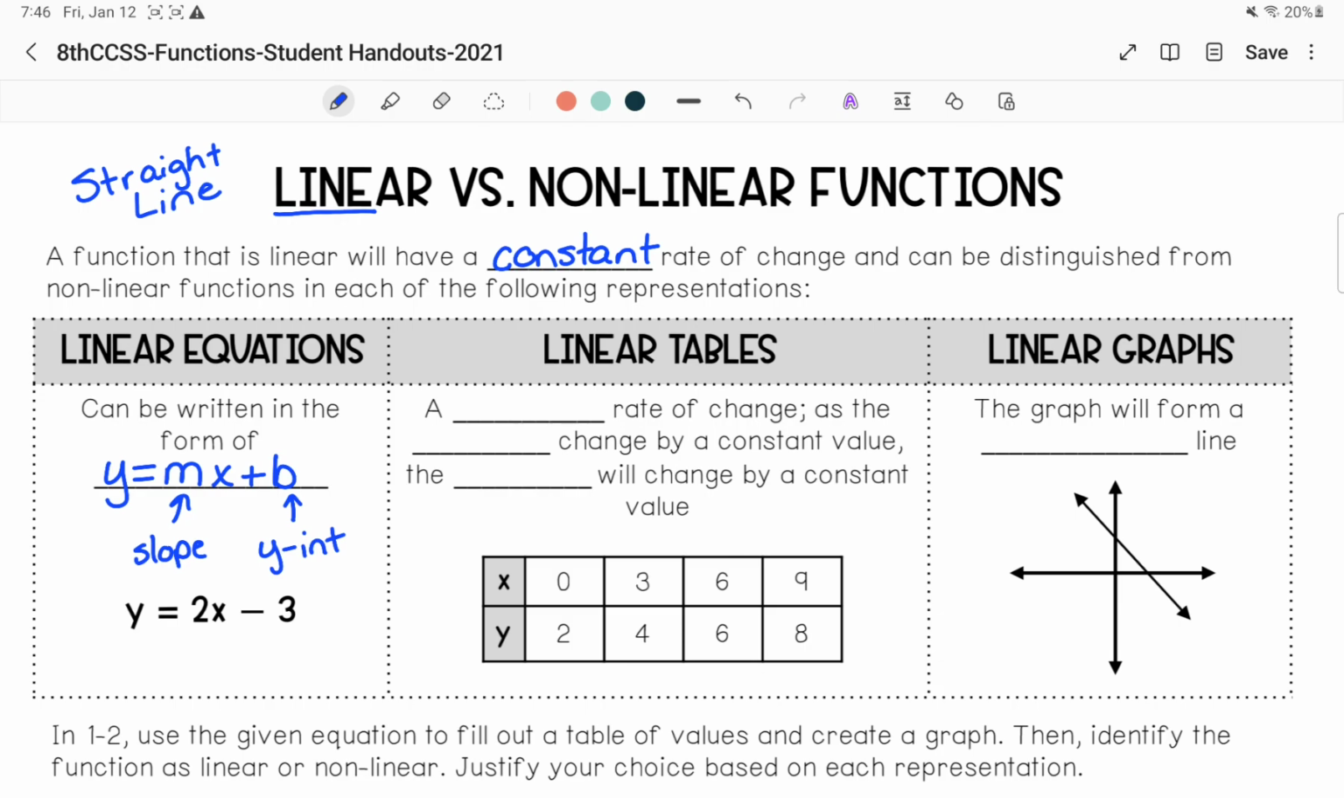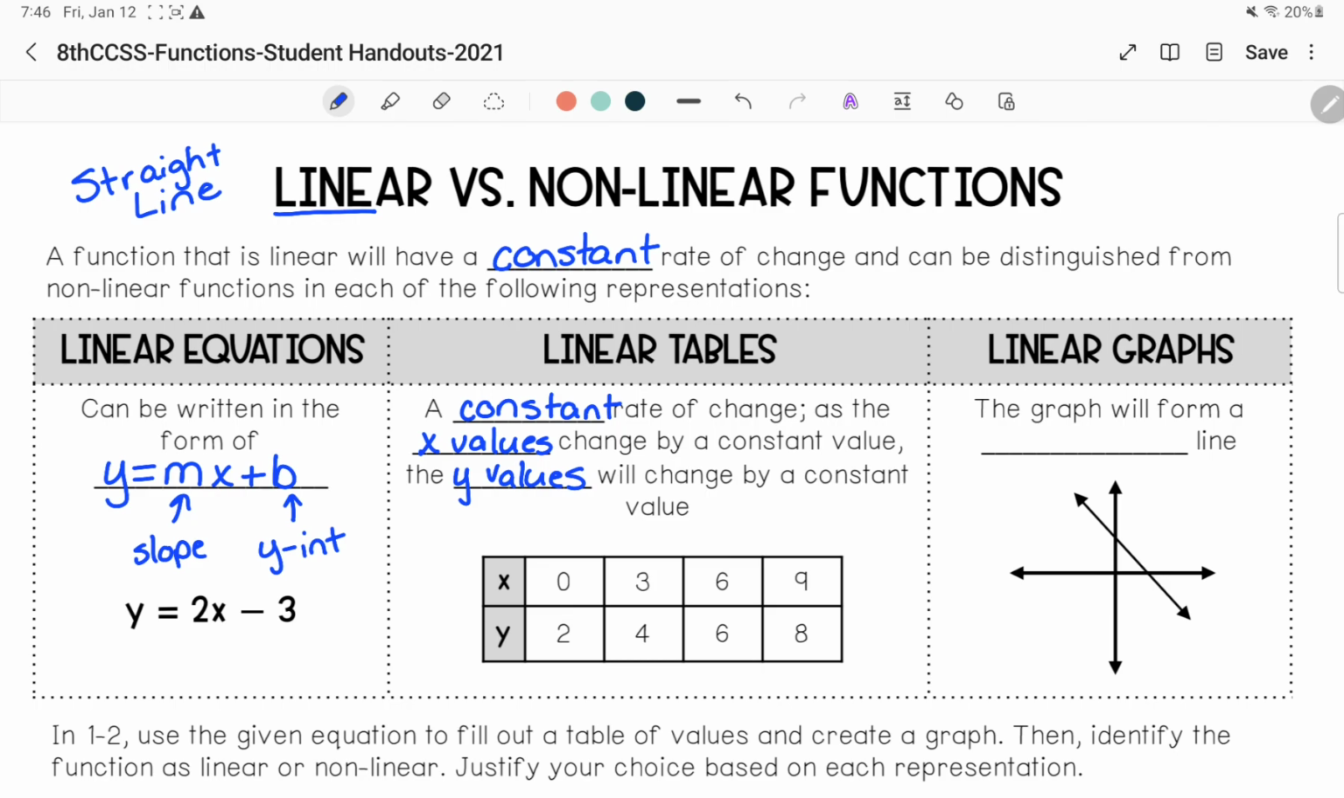Looking at a table, a constant rate of change. So what we're looking for in a table is a constant rate of change. And that means as the x values change by a constant value, the y values will also change by a constant value.